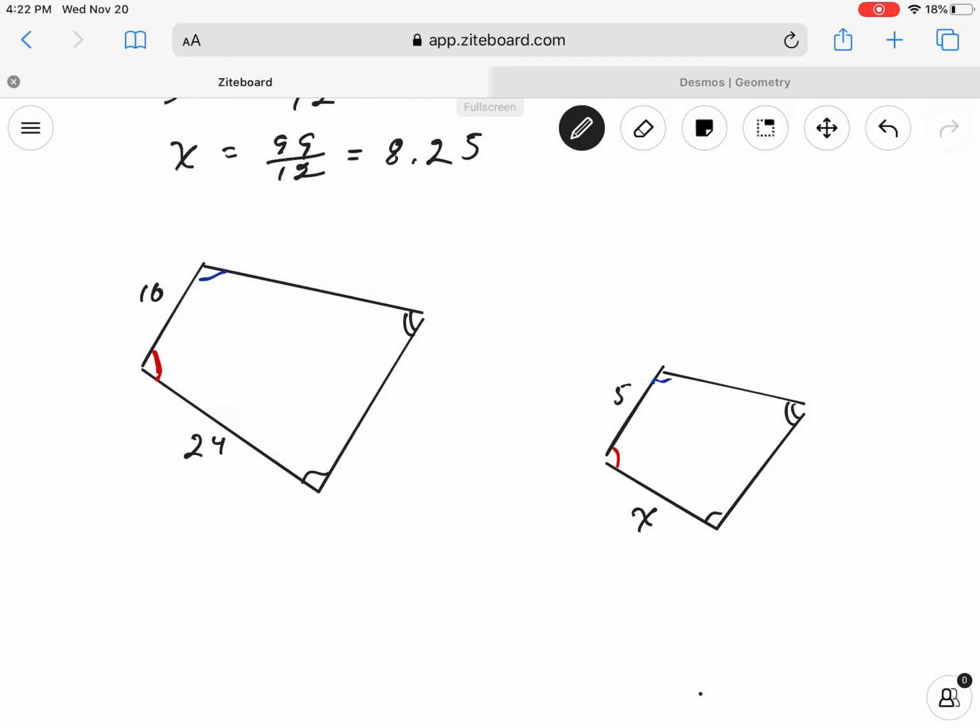So again, I can set up a proportion. 24 over 10 is proportional to x over 5. Solving for x, multiply both sides by 5, and I've come up with x equal to 12.